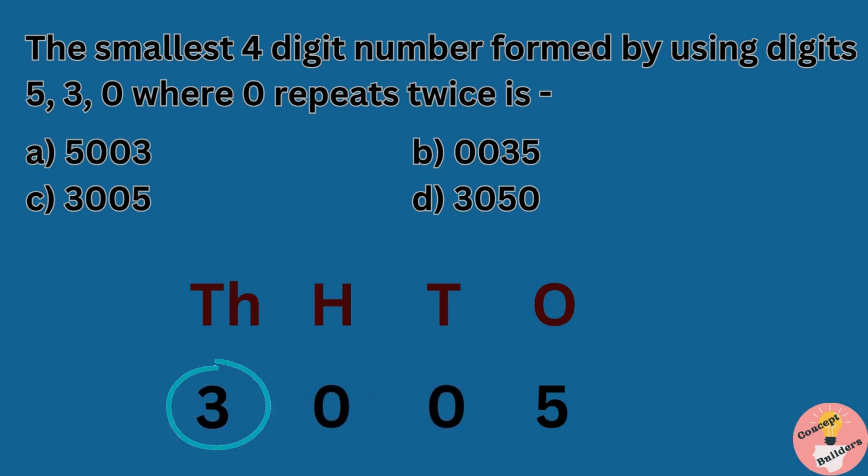And then we put the zeros after this 3. And since 5 is the largest digit here, we put it at the end. That's it. We are done. This one is a 4-digit number, and it is the smallest number possible with these digits. So the answer is C.